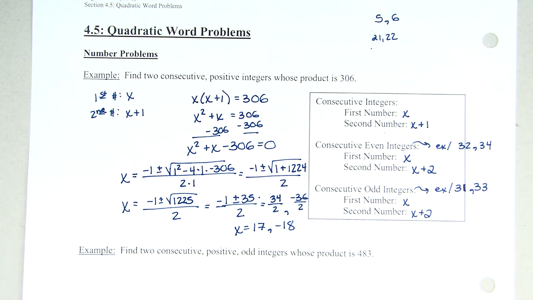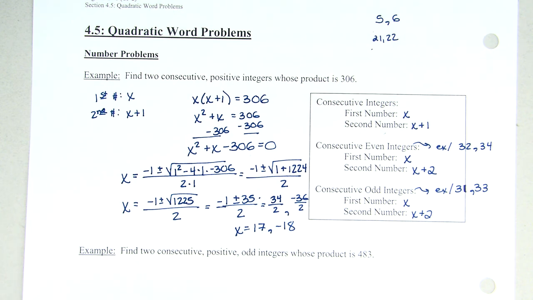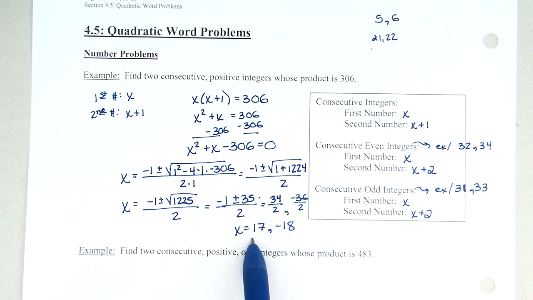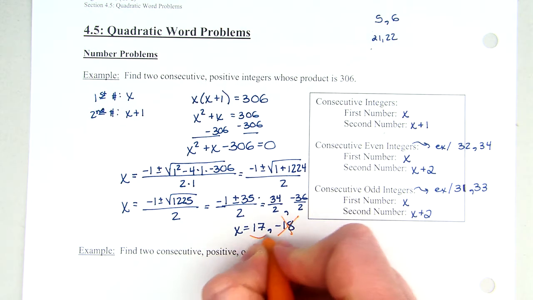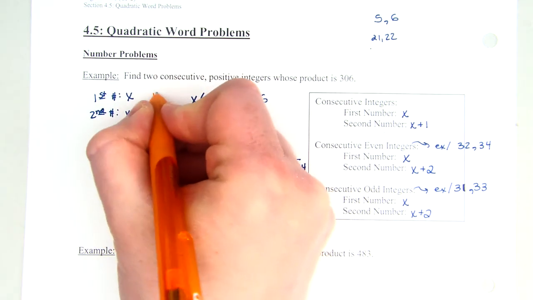Now, I need to think about what I was looking for here. X stood for my first number. I'm looking for two consecutive positive integers whose product is 306, so these are both options for my first number. Actually, no, they're not both options for my first number because I told you we need positive integers, so negative 18 is no good. My first number is going to be 17.